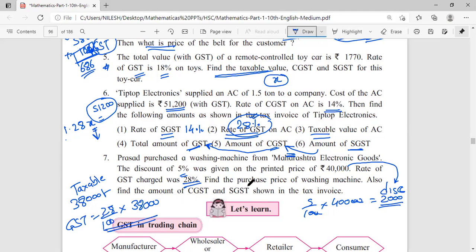What will be the purchase price of the machine? 38,000 plus GST. Yes. How will you find out CGST and SGST? Half of GST. Yes. So first thing, we will find the GST, that is 28% of 38,000.